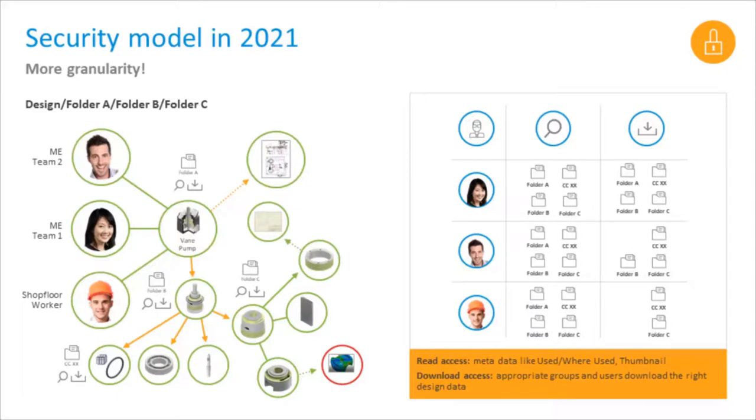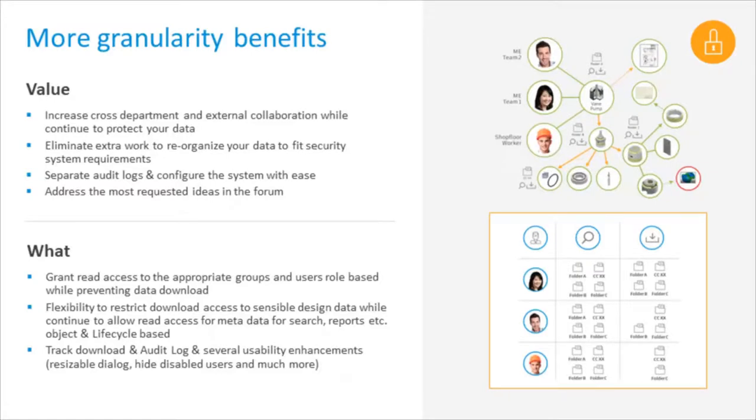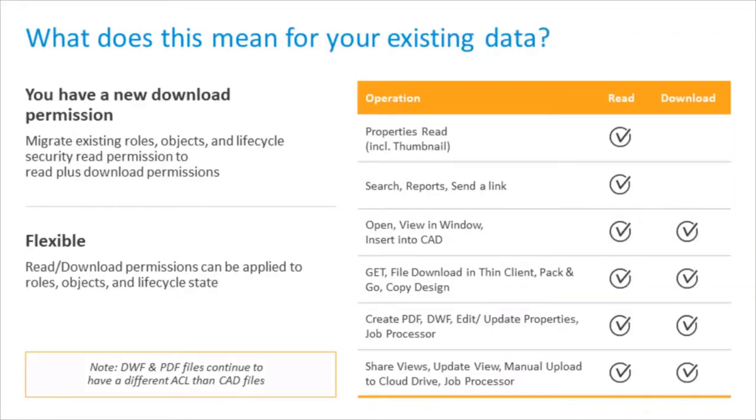For example, in the diagram, Team 1 has access to read and download the files. Team 2 has access to read the files in folder A, but no access to download them. The shop floor worker has access to read files in folder A and folder B, but no access to download them. More granularity benefits. So with this new change, if a user is assigned read permissions using the new permission model, that user will have permission to view the metadata of the file, including references, but will not be able to download the associated file. So what does this change mean for your existing environment?